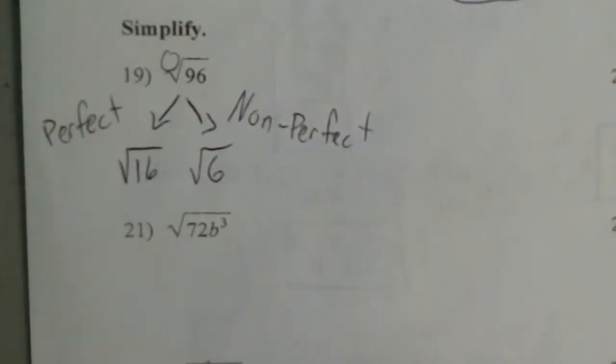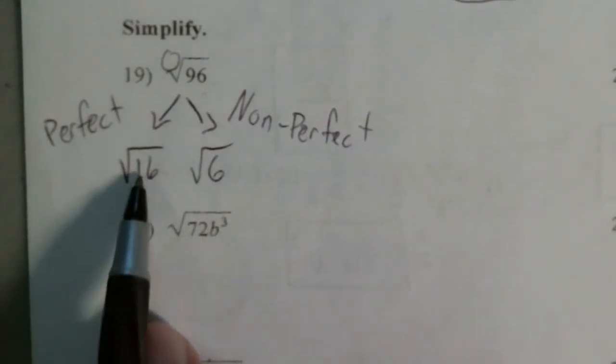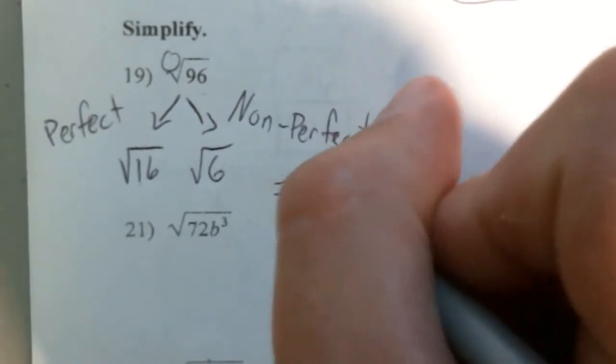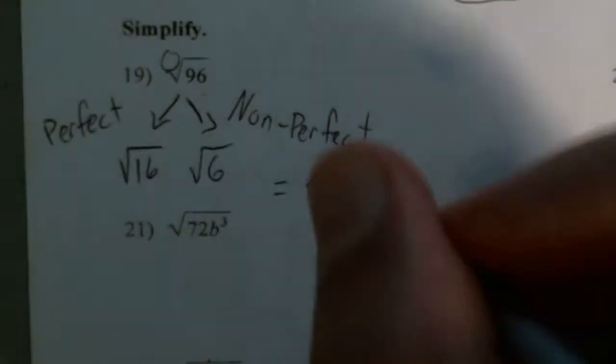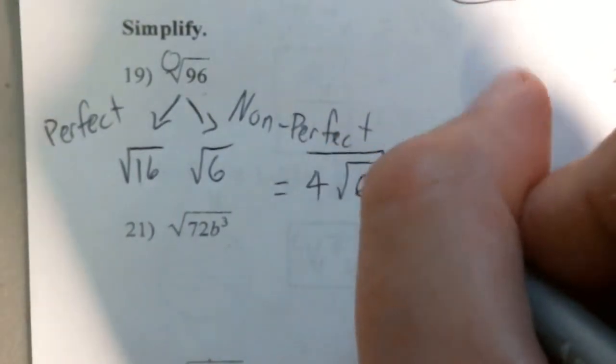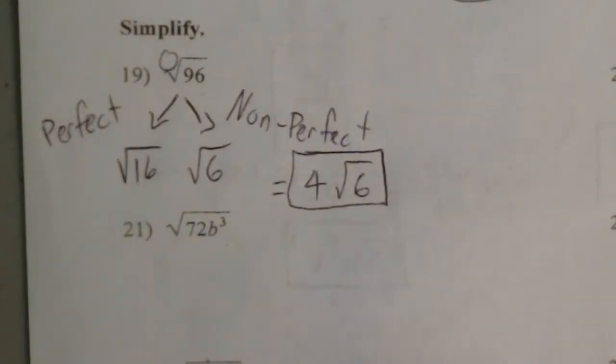It's some decimal. Okay. Now, the whole point of doing this is because I can simplify perfect land. What is the square root of 16? It's 4. And then I can't do anything with the garbage, so I just leave the garbage alone. So my final answer is 4 times the square root of 6.